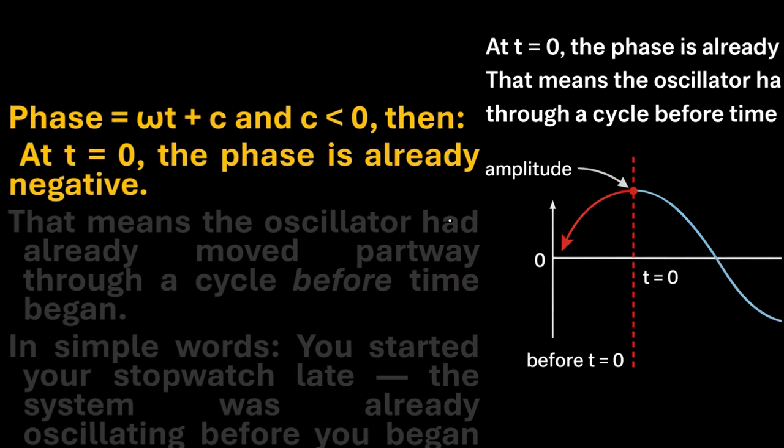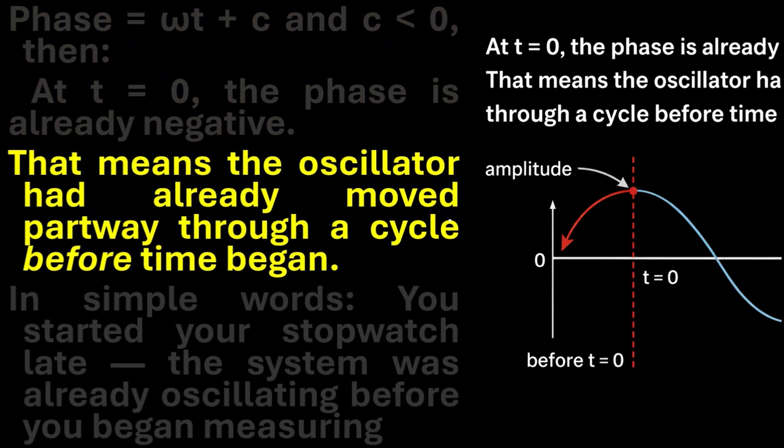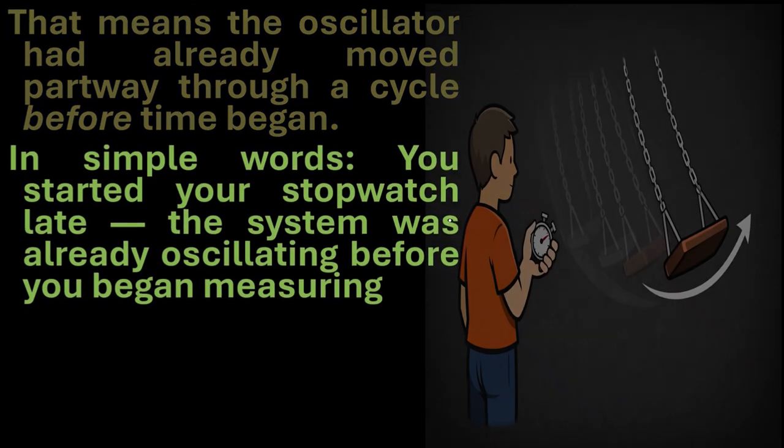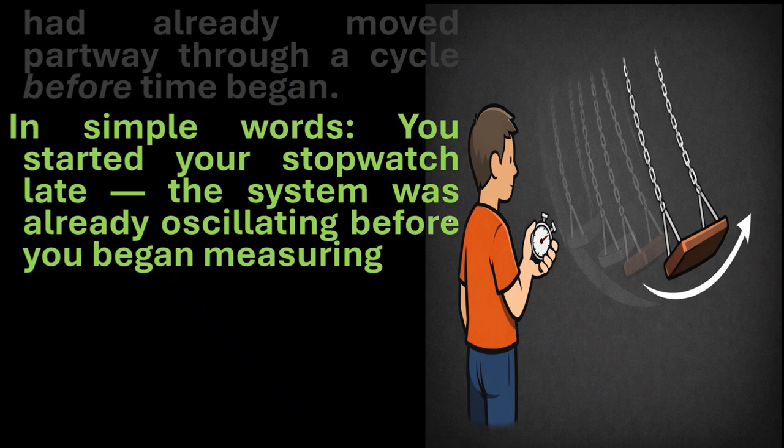Okay, that means the oscillator had already moved part way through a cycle, or maybe less than a cycle, before the time began. In simple words, you started your stopwatch late. That means the system was already oscillating before we began measuring.